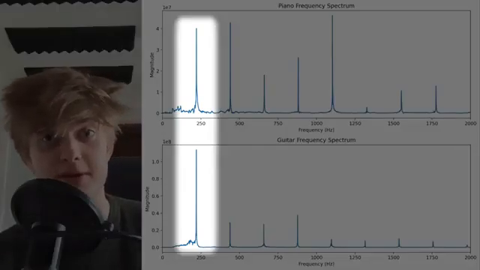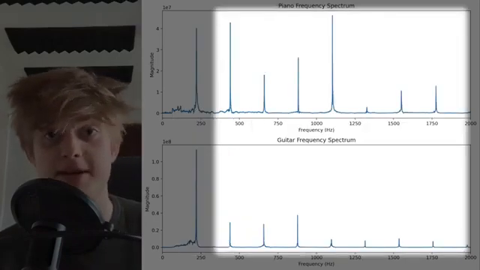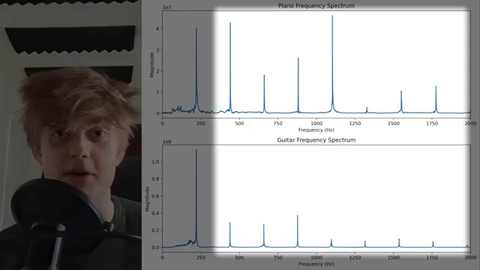Notice how the fundamental frequency, the main note, is the same for both, but the harmonics are different and give each instrument their own unique sound.